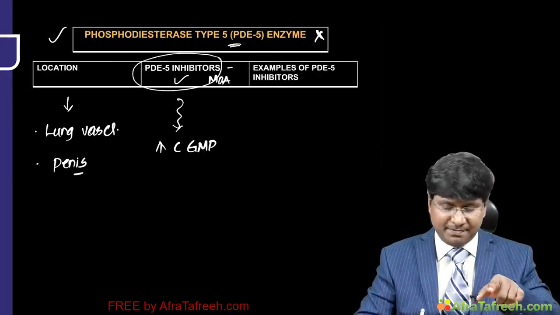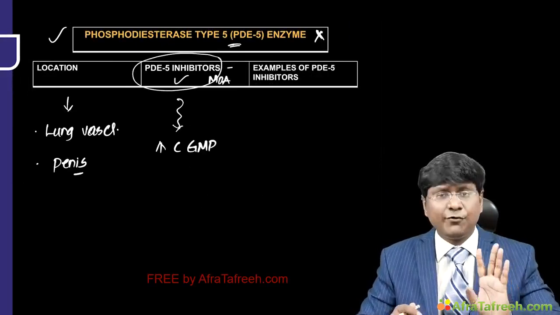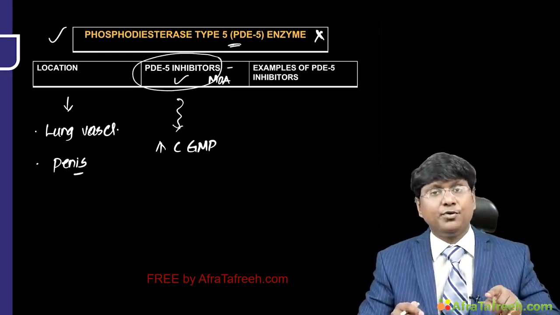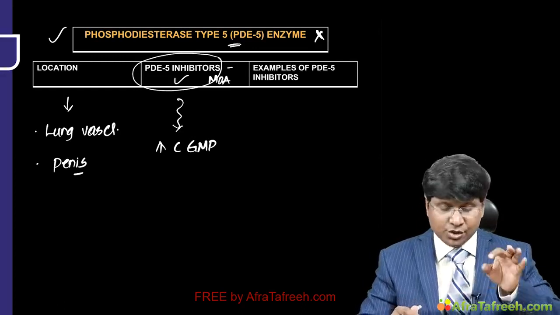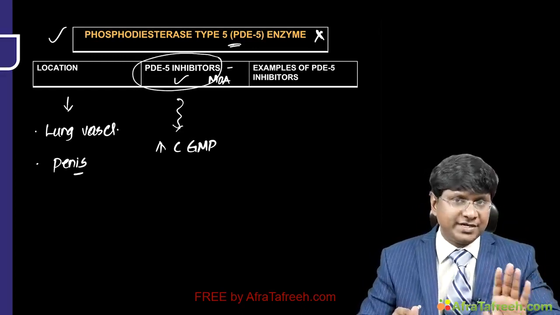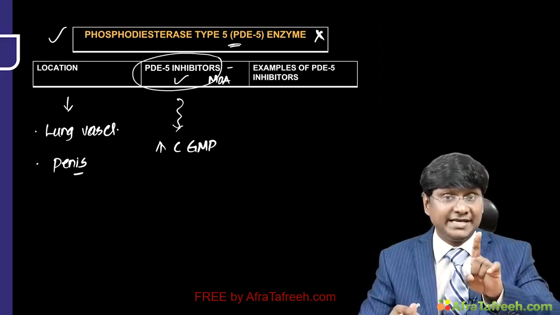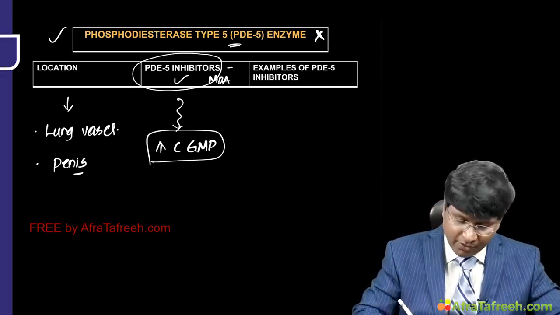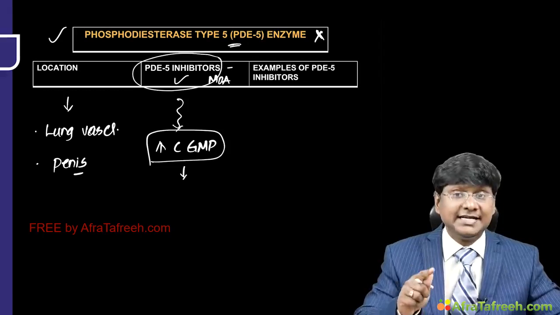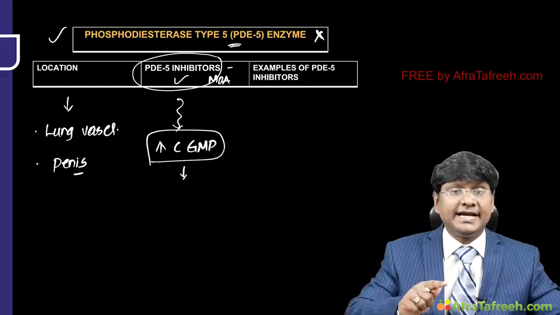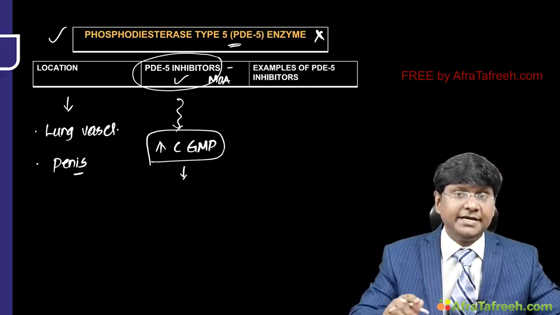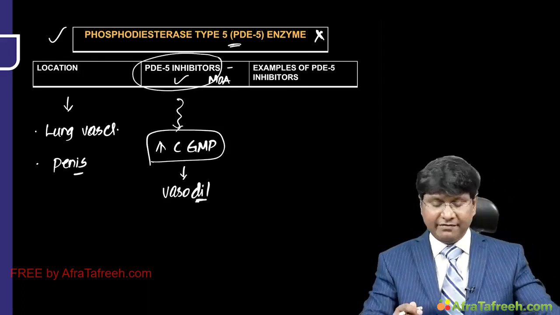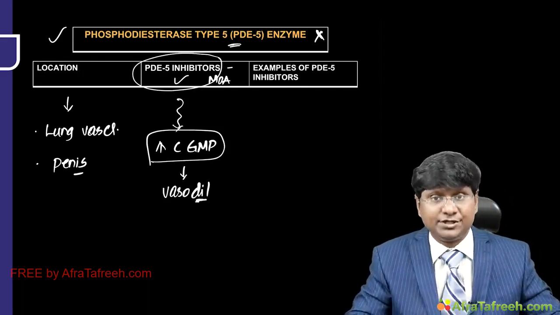And this cyclic GMP is inactivated by your phosphodiesterase enzyme. This enzyme is present in lung vasculature as well as the corpus cavernosum of the penis. So you have to inhibit that enzyme with phosphodiesterase inhibitors. It will increase the cyclic GMP levels, and that will cause nitric oxide dependent vasodilatation. So once you give these phosphodiesterase 5 inhibitors, there will be vasodilatation, right?